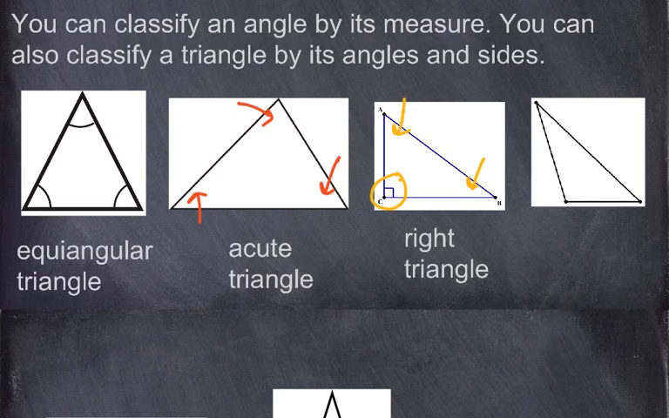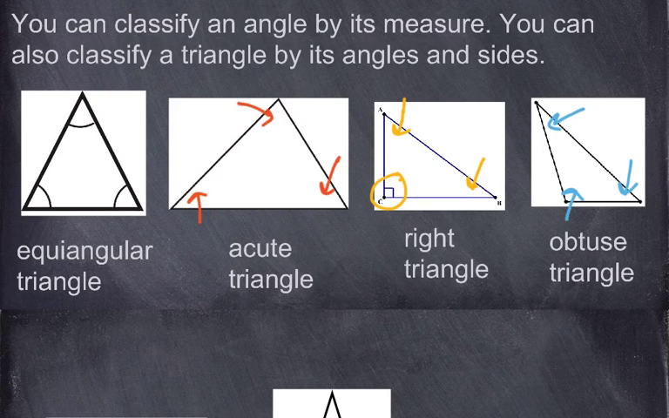And lastly, again, there's no marking, so we don't know for sure what the degree measures are or if one is congruent to the other. So we have to go by what we know for sure. We know that this angle is acute. We know that this angle is acute, but notice this one right here is an obtuse angle. It's greater than 90 degrees. So if there's an obtuse angle in a triangle, we would call it an obtuse triangle.